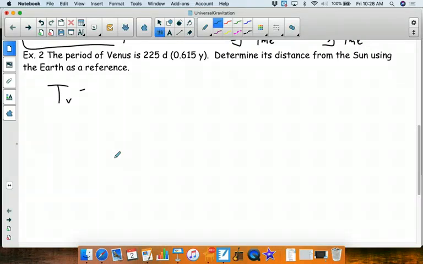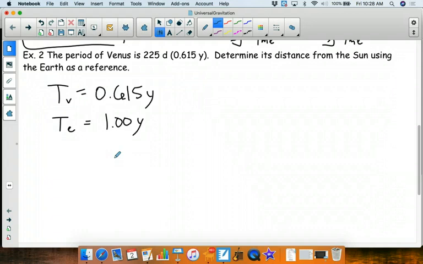So the period of Venus around the sun is 0.61 years. What's the period of Earth? 1 year. Are we going in years or days? You could do days. The problem is with the Earth, you got to go 365.25 because of the leap years. Or you can do it in years, and then in which case it's 1.